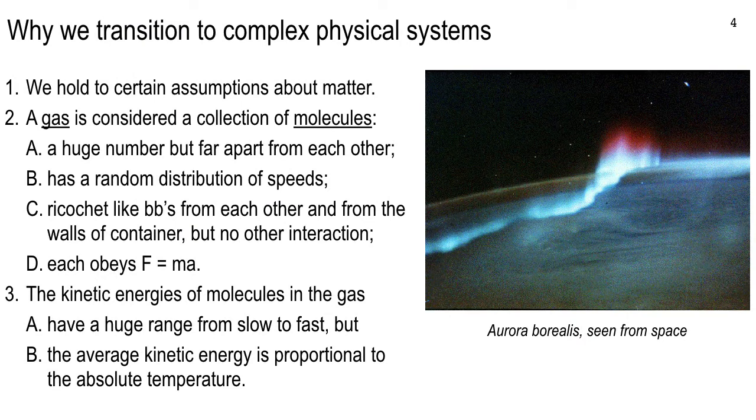So let's talk about why we actually make this transition. We're studying complex systems. For instance, the aurora borealis. Here's another very complex atmospheric system. It's not really involved too much with water molecules, but stuff up in the upper atmosphere that we see as the aurora borealis.